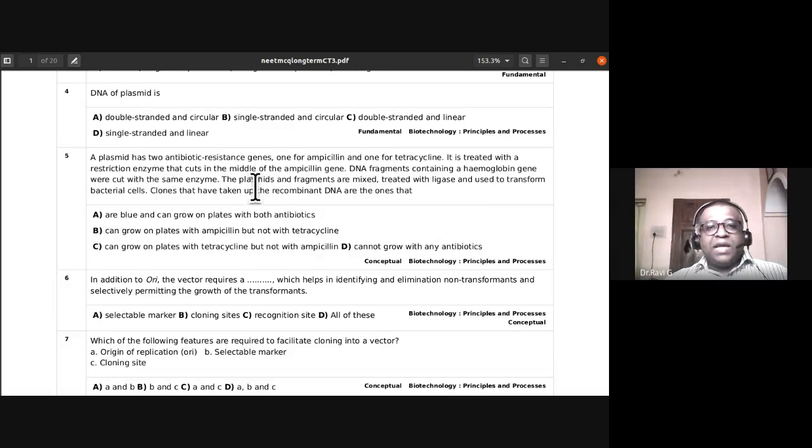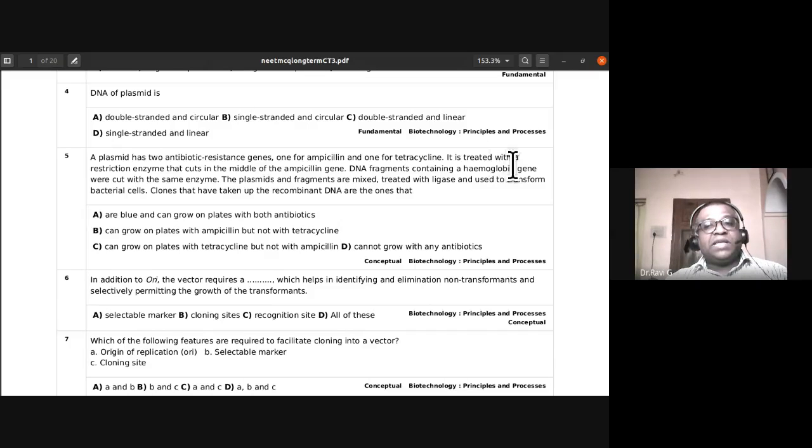Our plasmid has two antibiotic resistance genes, one for ampicillin and one for tetracycline. It is treated with a restriction enzyme that cuts in the middle of the ampicillin gene. So the restriction enzyme cuts at the ampicillin gene, and they won't have resistance to ampicillin. You should understand that because the ampicillin resistance gene is lost.